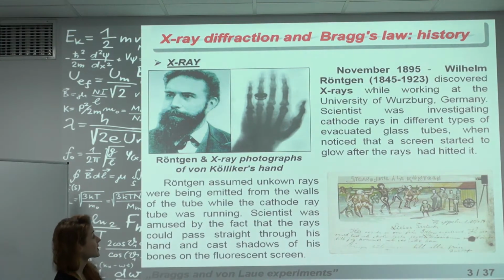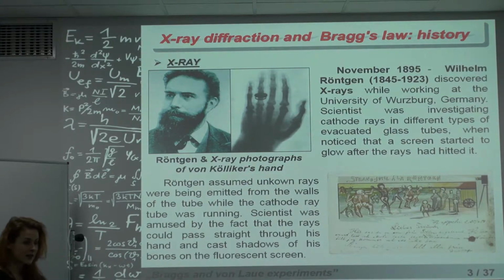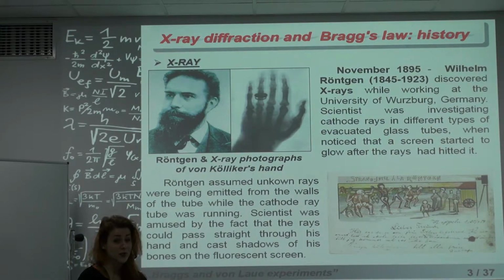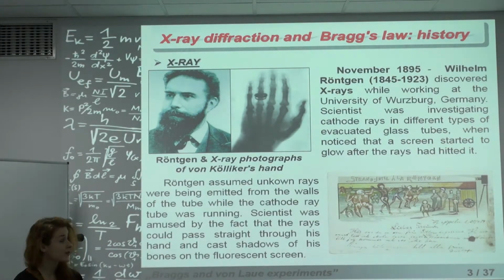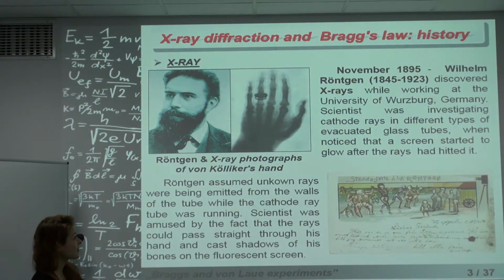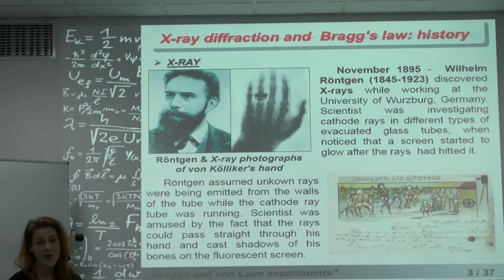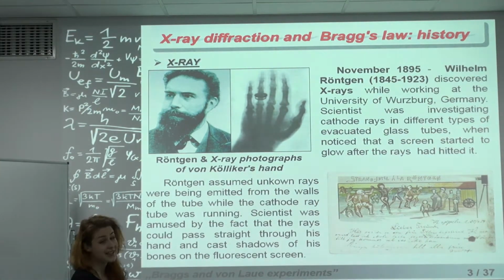He was actually doing some experiments with evacuated glass tubes when he noticed that a screen started to glow after the rays hit it. He was amused by this, as the screen was situated too far from the source of X-rays. He was even more amused when he noticed that if you put a hand between the source and the screen, you get a precise, really nice picture of your bones. Actually, this is not his hand. The first picture of human flesh taken by X-rays was of his wife. I don't know whether she was boring him or not letting him do his experiments, but he decided to do the first experiment on her.